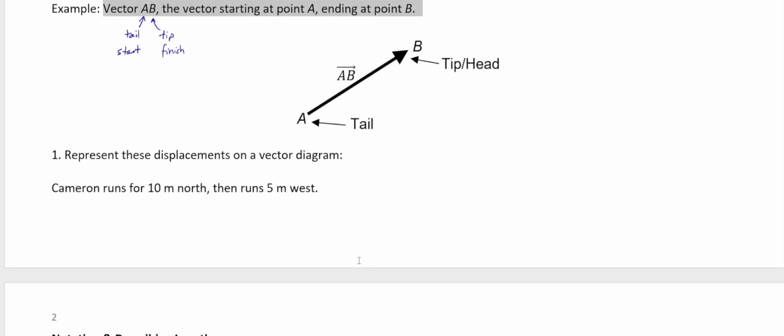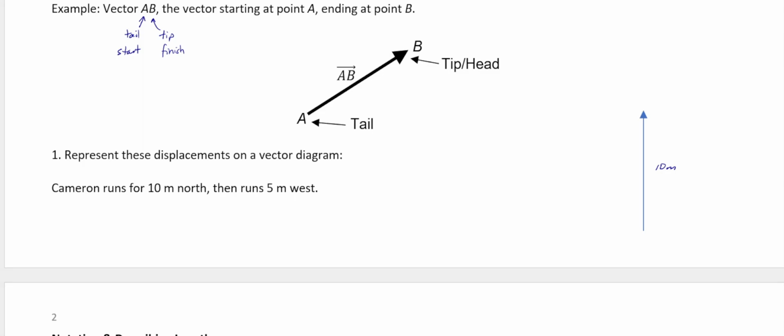Represent these displacements on a vector diagram. So Cameron runs 10 meters north and then runs 5 meters west. Okay, so what we'll do is we'll use a ray, and so we'll go 10 meters north. Okay, and I'll label that right there. That's 10 meters.